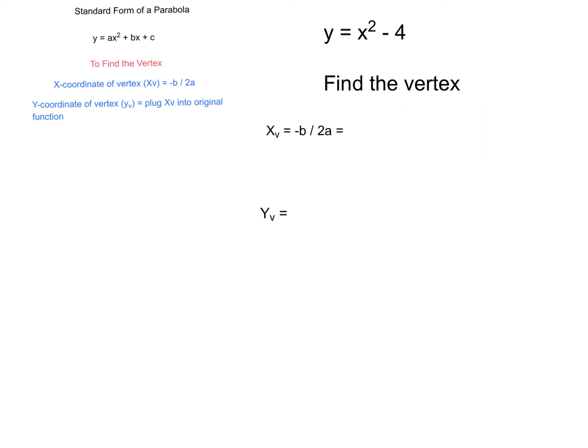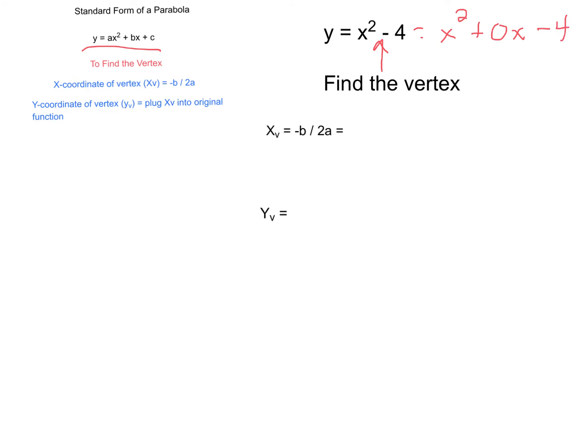Alright, let's look at another one. Now first off again, I don't have all 3 pieces for standard form. I only have 2. So notice I'm missing the x. So I'm going to replace that. x squared plus 0x minus 4.